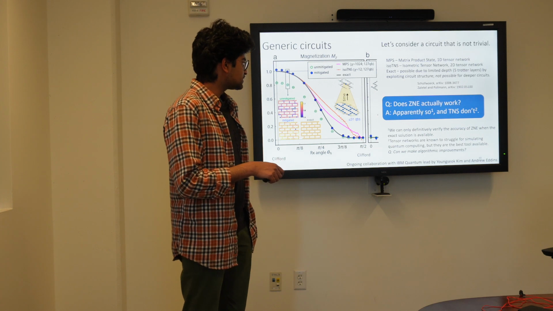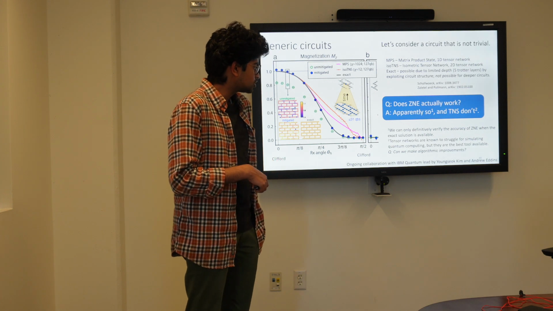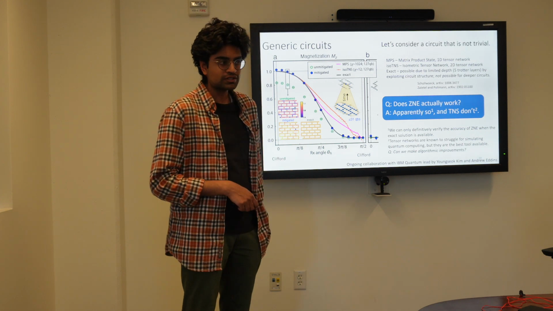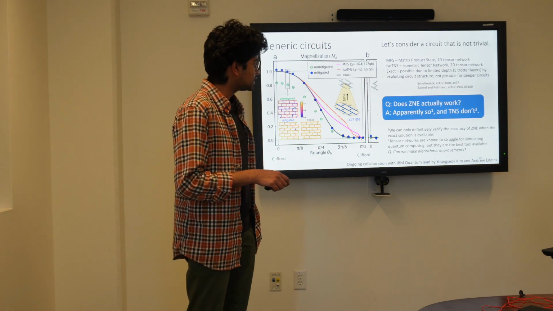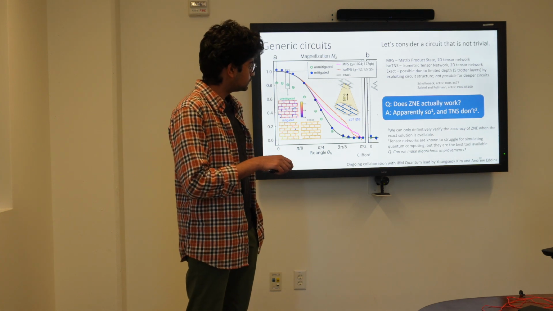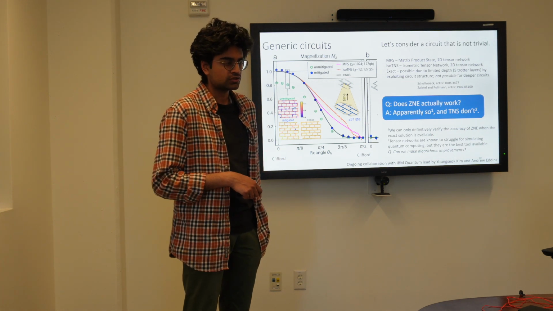So the punchline of this is, does zero noise extrapolation actually work? The answer, again, is apparently so, with an asterisk. And the second conclusion is that tensor network states don't, again with an asterisk. We're going to explain a little bit of why we need to put these asterisks there.